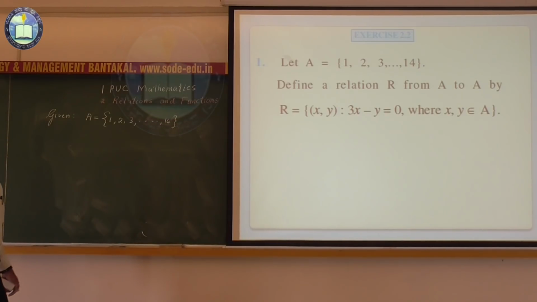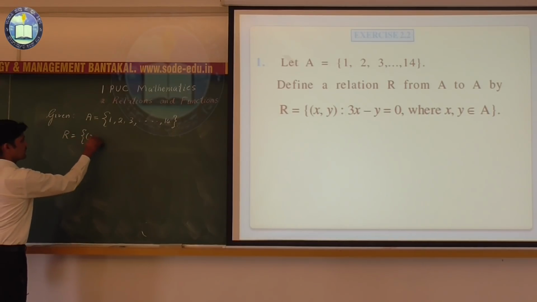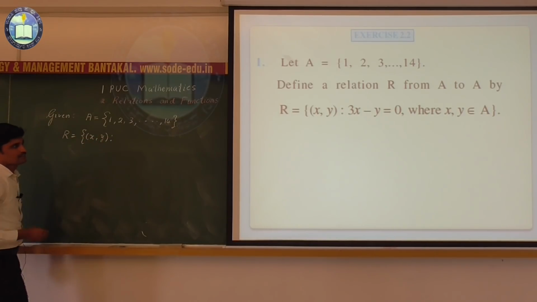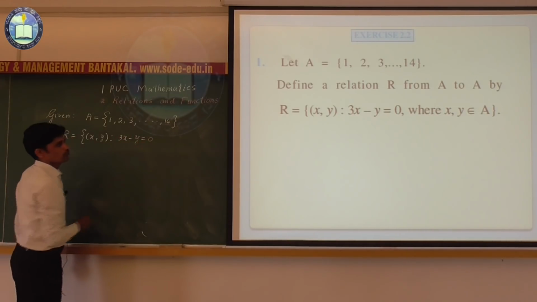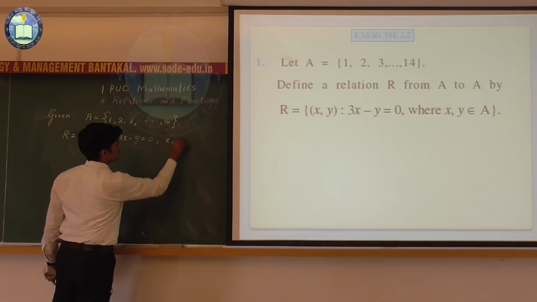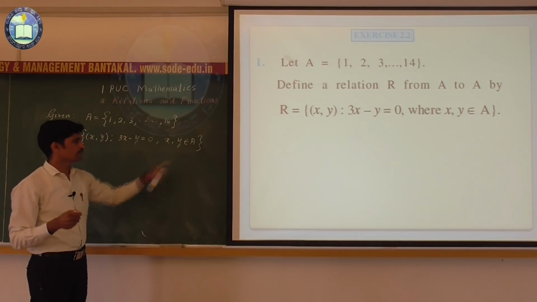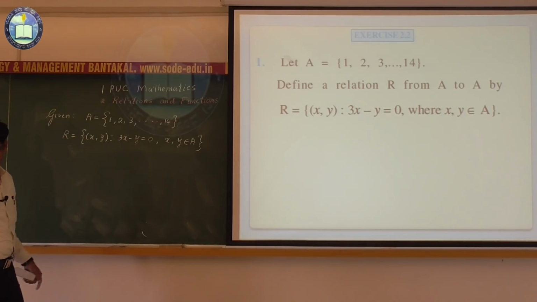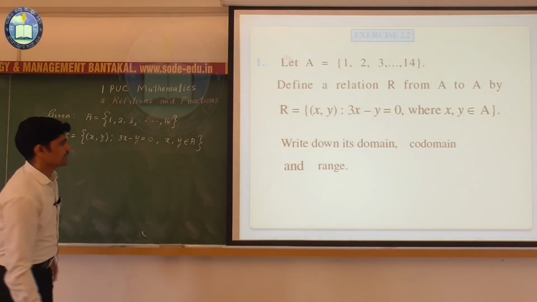Then define a relation R from A to A by R is equal to the set of all (x, y) such that 3x minus y is equal to 0, where (x, y) belongs to set A, because the first set and second set are both the same here, set A. Now the question is, write down its domain, codomain and range. What is the domain of the relation, codomain of the relation and range of this relation?